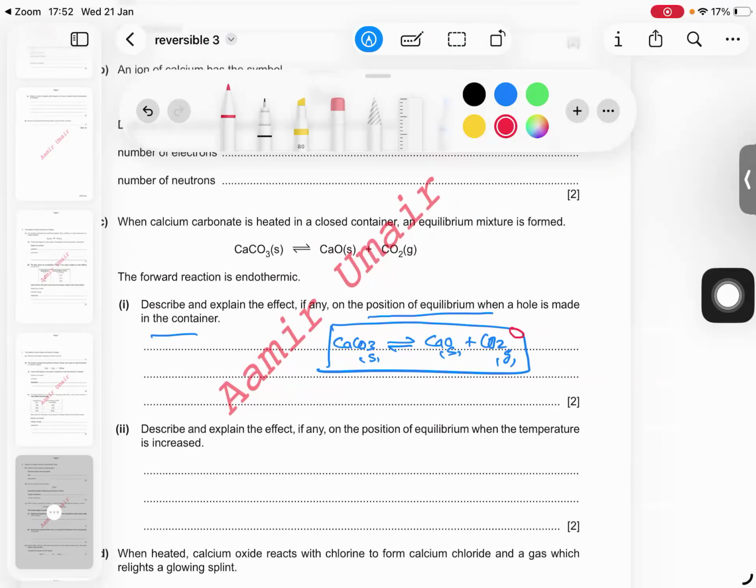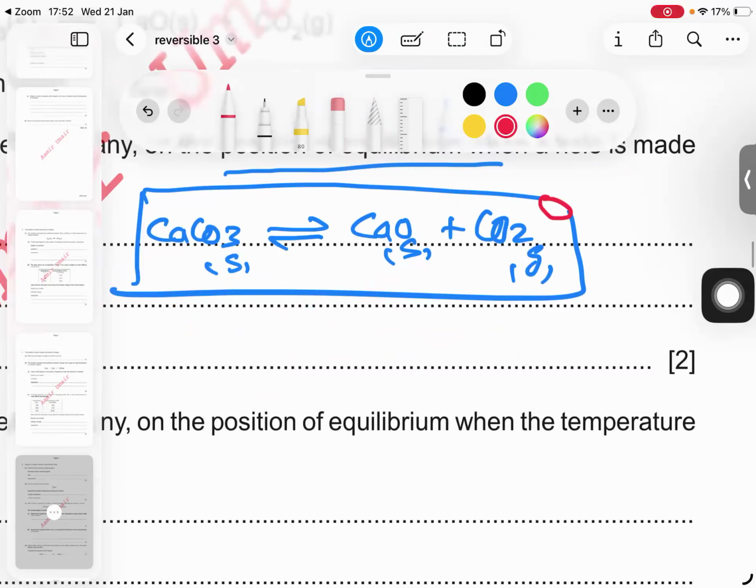Yes, you can see these two reactants are solids. One of the products is a gas. So as soon as you make a hole in the container, the gas is going to escape. When the gas escapes, in other words, carbon dioxide has been removed. So when it is removed, the reaction is going to go to the right hand side to make more carbon dioxide. Okay, so please write down.